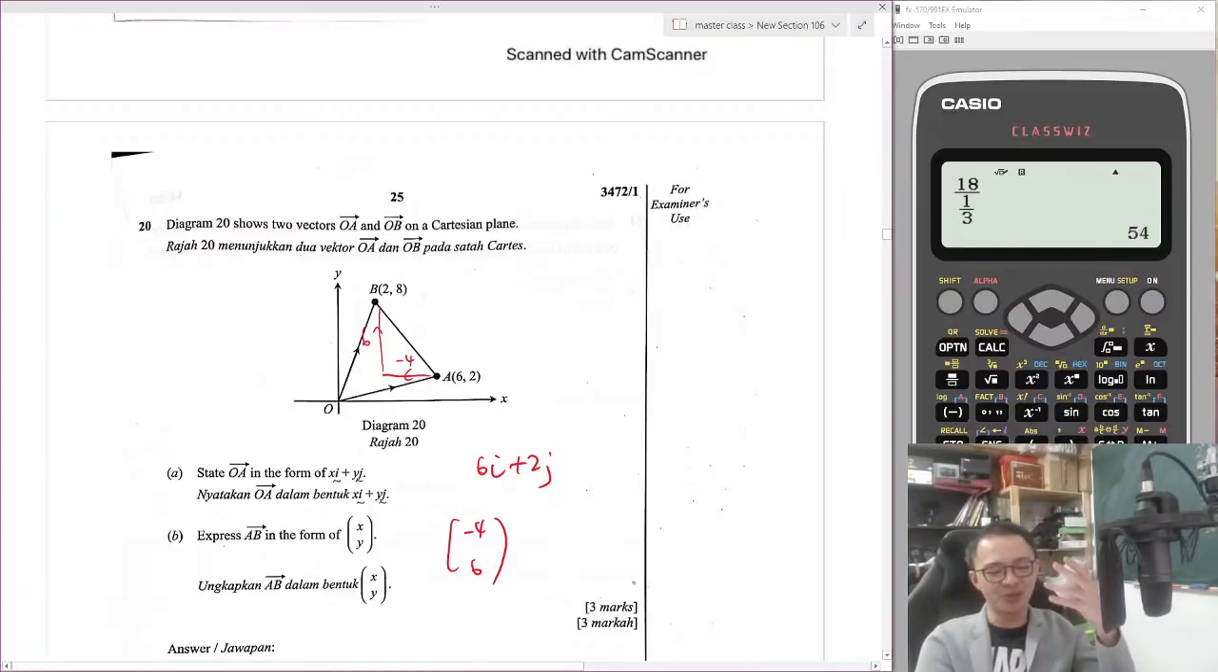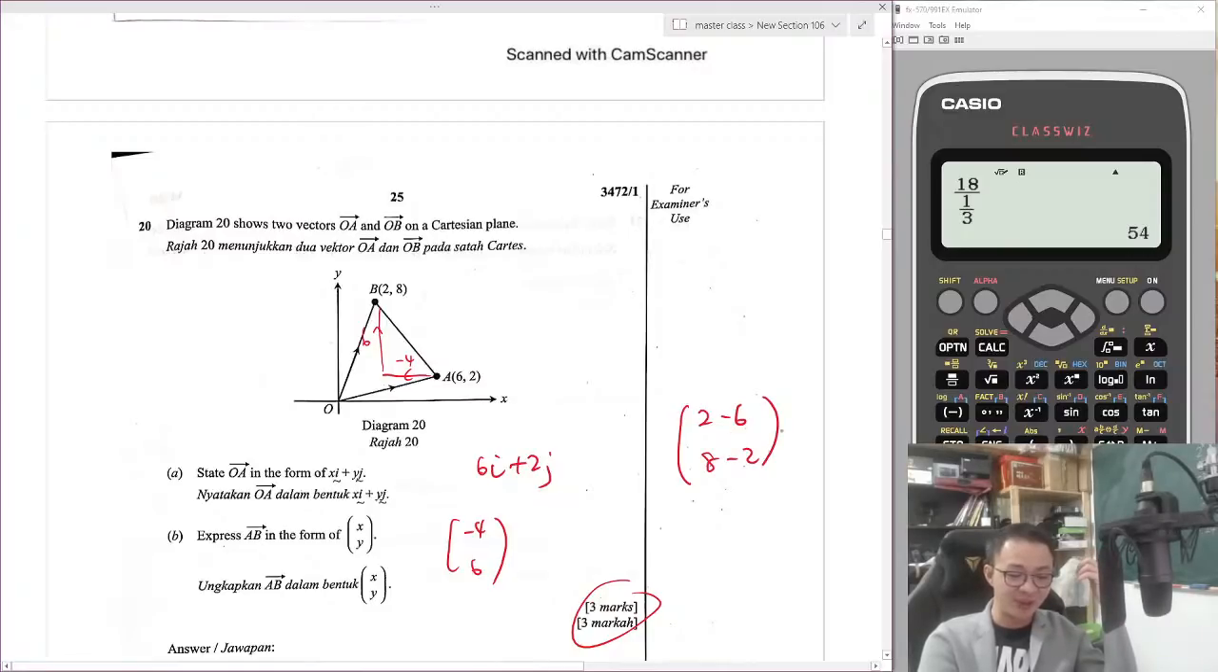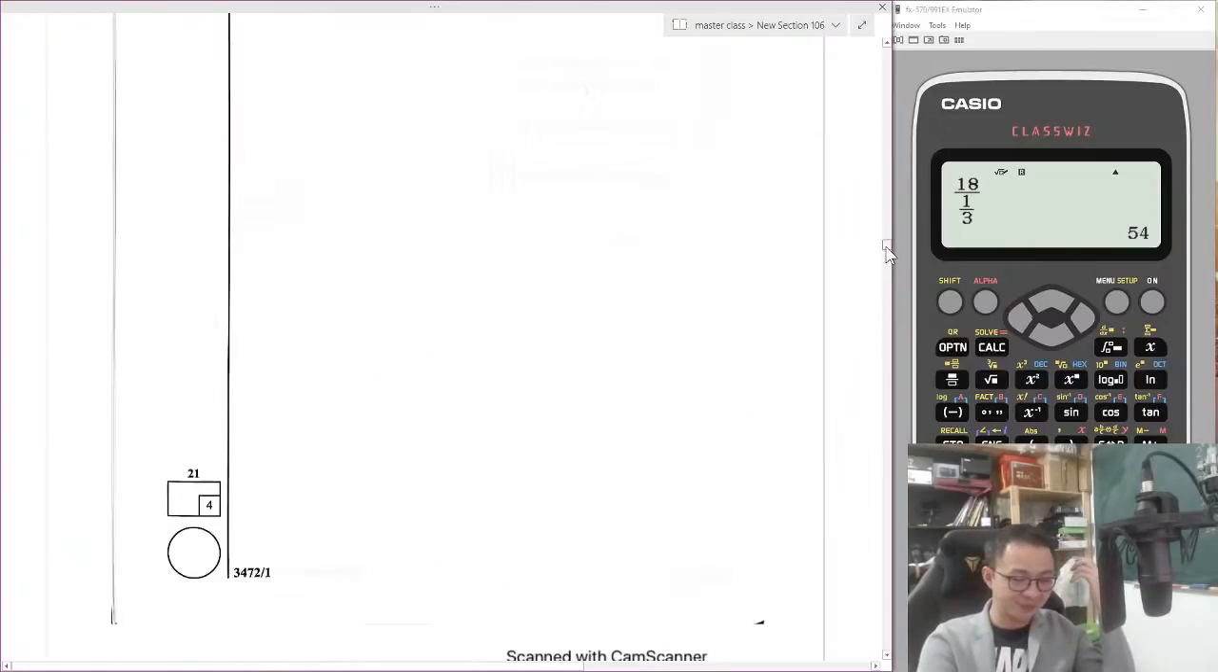But because they give you 3 marks, so I guess you kind of need to pretend you're doing some work here, isn't it? So what I would do is I would say 2 minus 6, and then 8 minus 2. And then I get negative 4, 6. Okay, so you give the examiner the chance to give you 2 marks. Okay, 21.